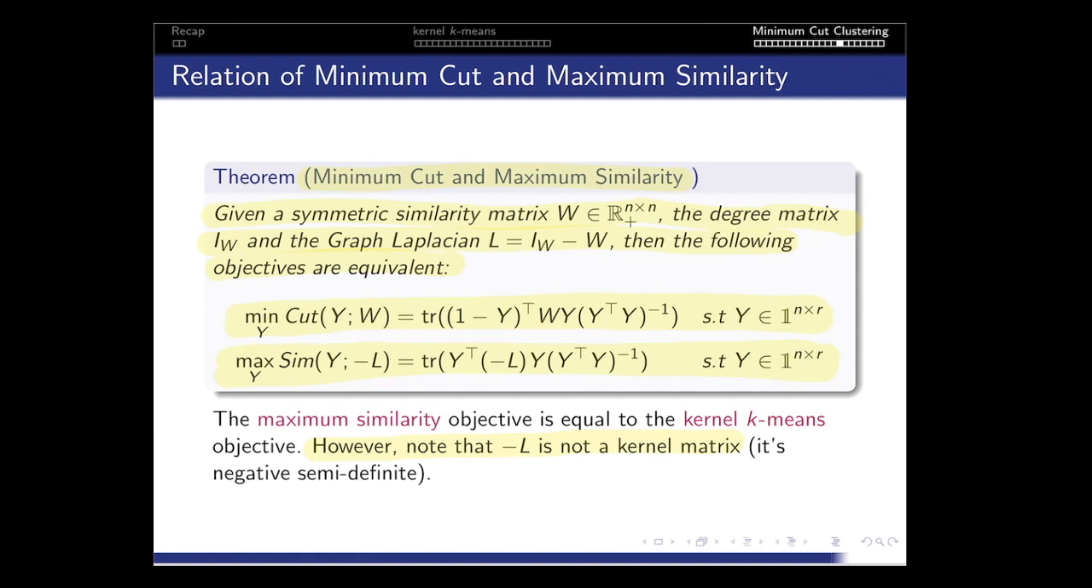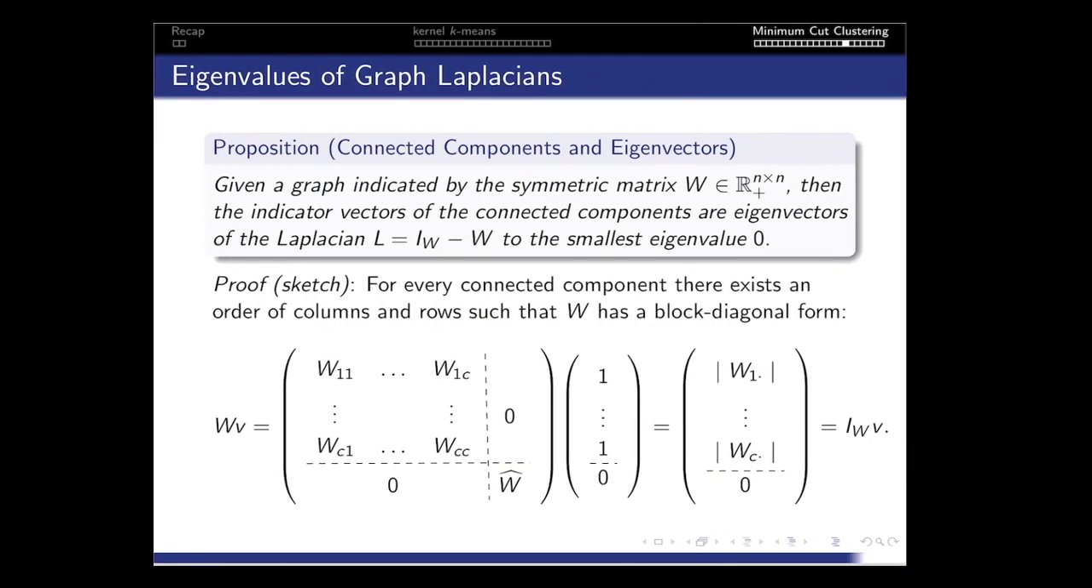But this is also not so much of a problem, because what we want to do now is use a truncated eigendecomposition. And therefore it becomes important to know what the interesting eigenvectors are. Well, one of the things is that the graph Laplacian has this connection between connected components and its eigenvectors. So given a graph indicated by the symmetric matrix W, the indicator matrix of the connected components are eigenvectors of the Laplacian to the smallest eigenvalue 0.